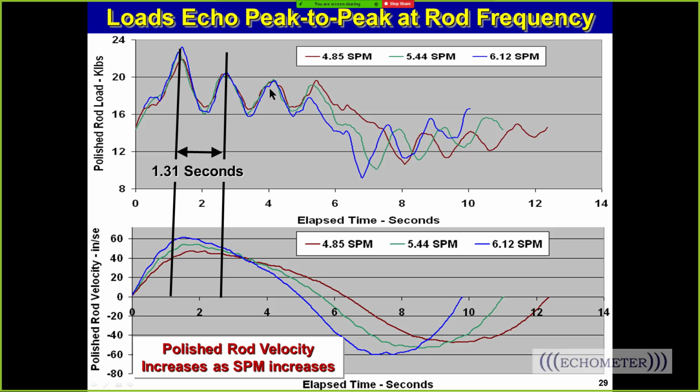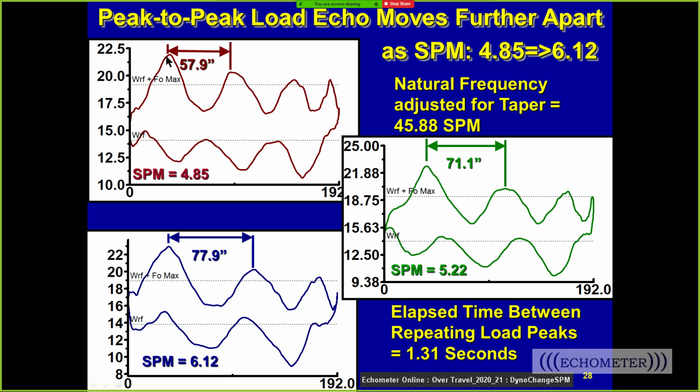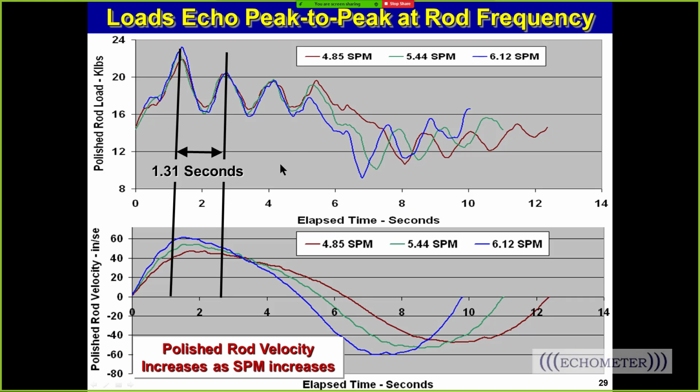Okay, so the question often is, is there a problem with my rod string if I have 1, 2, 3, 4 peak loads on the upstroke? Does that cause more cyclic loading? And the answer is, well, no. The rod string has the same number of cycles per day based on the frequency of the rod string. So every 1.31 seconds, there's a frequency, an echo. Doesn't matter how fast you pump.